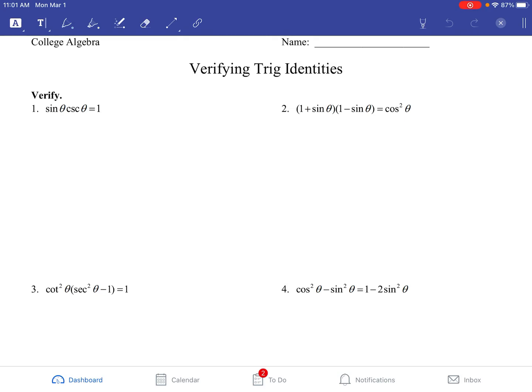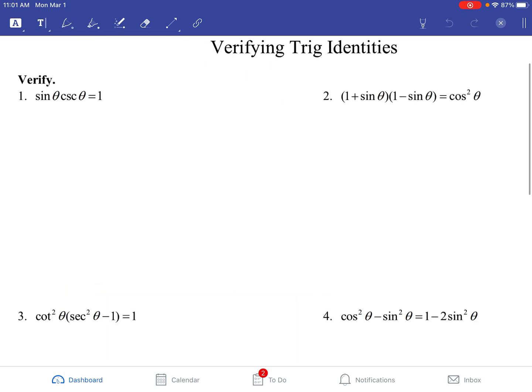So today in college algebra, we're going to be looking at verifying trig identities. Now the difference between simplifying trig identities and verifying is, in simplifying, you're just simplifying the trig identities until you think you're done. Just get it as simple as you think you can get it. But in verifying, you're actually told where the end piece is. That's why they look like equations.